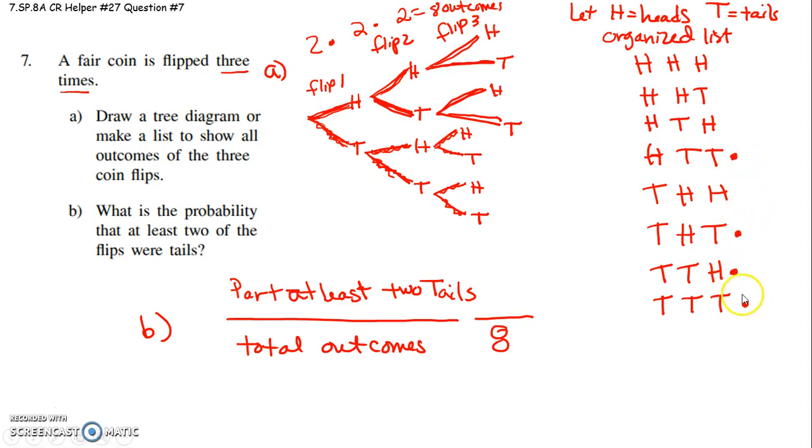One, two, three, four. So four out of eight times you can predict you'll have at least two tails. Four eighths, if I divide numerator and denominator by four, is one half, so about half the time. About half the time you'll have at least two tails. I hope that helps.